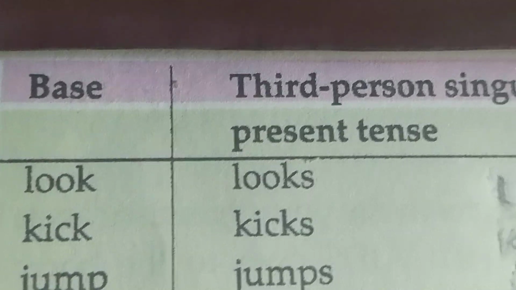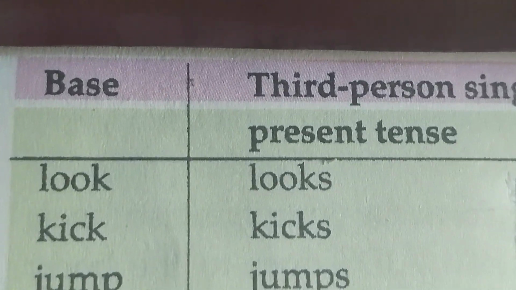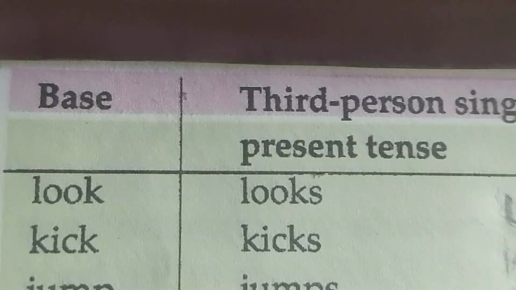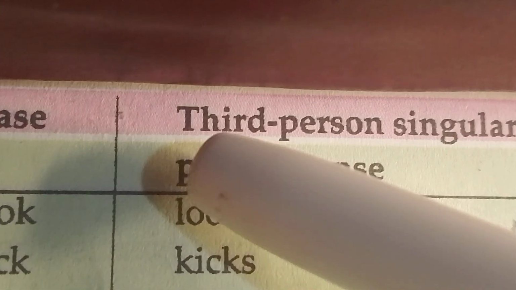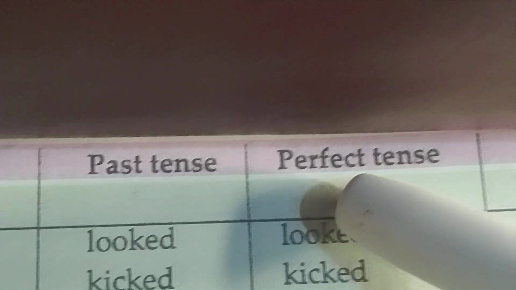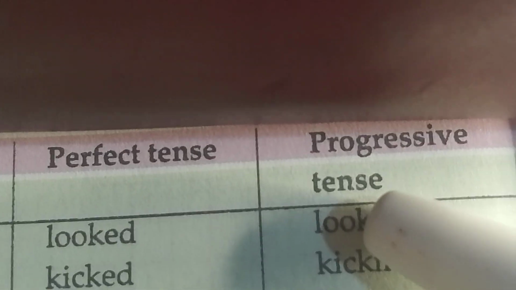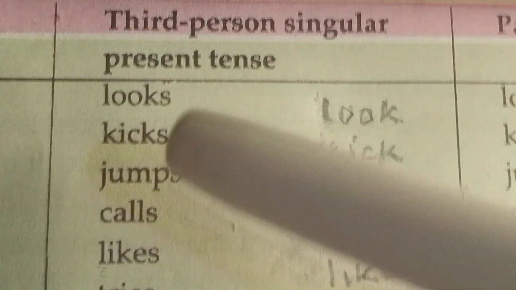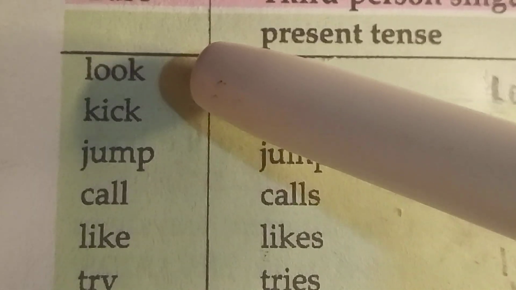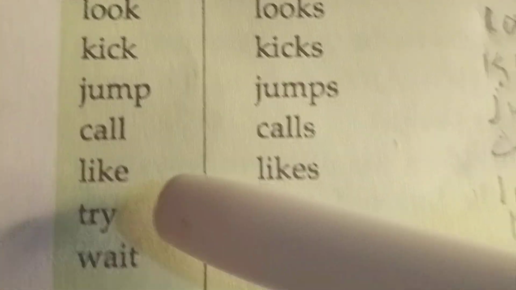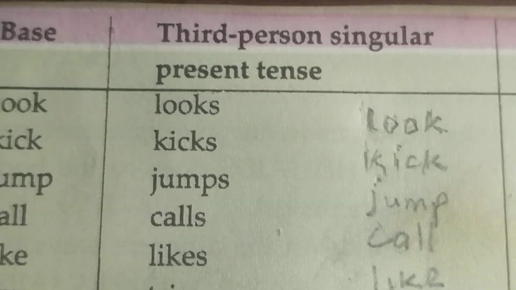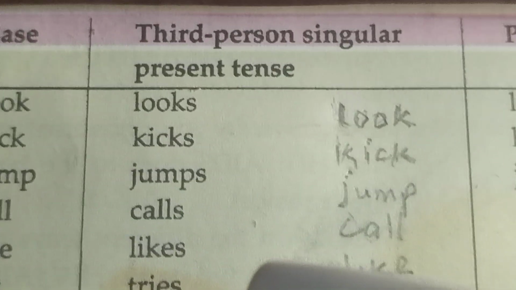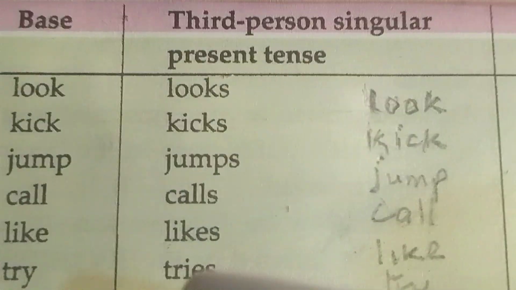We will be doing revision, like I say, in addition to any other new one also. Okay, so we have base, third person singular, present tense, past tense, perfect tense, progressive tense. It's all about verbs. Look, kick, jump, call, like, try, wait. We are trying to look at the way they are used on this table in the practical way as we speak English, as we speak the language.